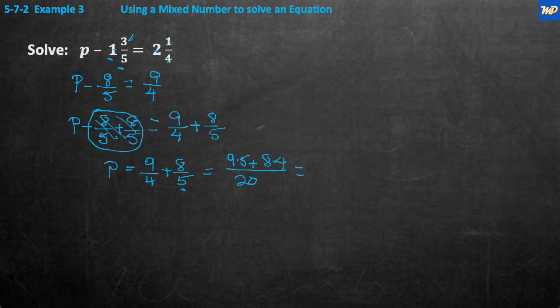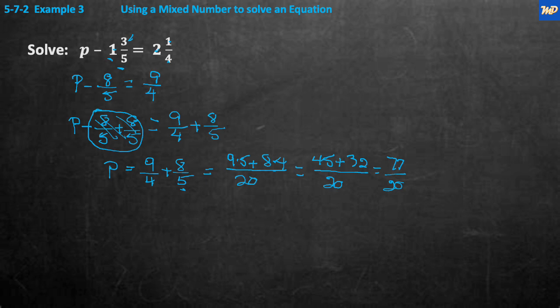So what does that equal to? 9 times 5 is 45. And plus 8 times 4 is 32, all over 20. Okay, so 45 plus 32 is how much? 45 plus 30 is 75, plus 2 is 77. So 77 over 20. Is there anything we can do with that?